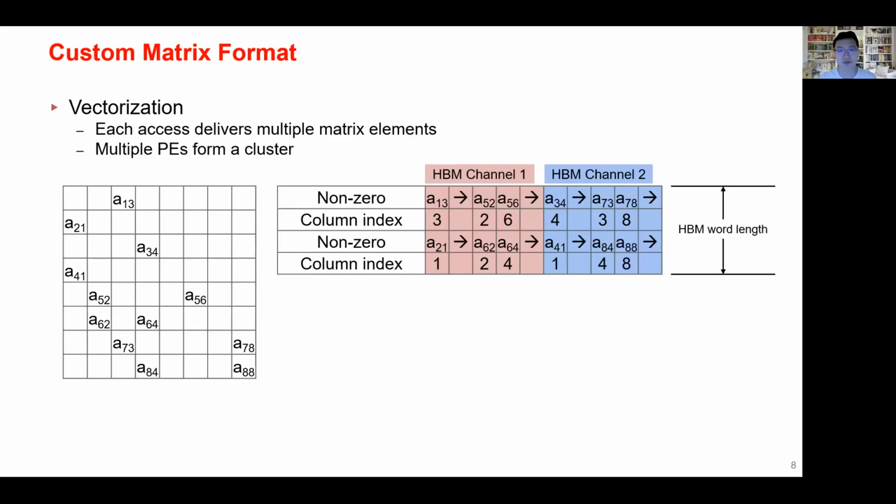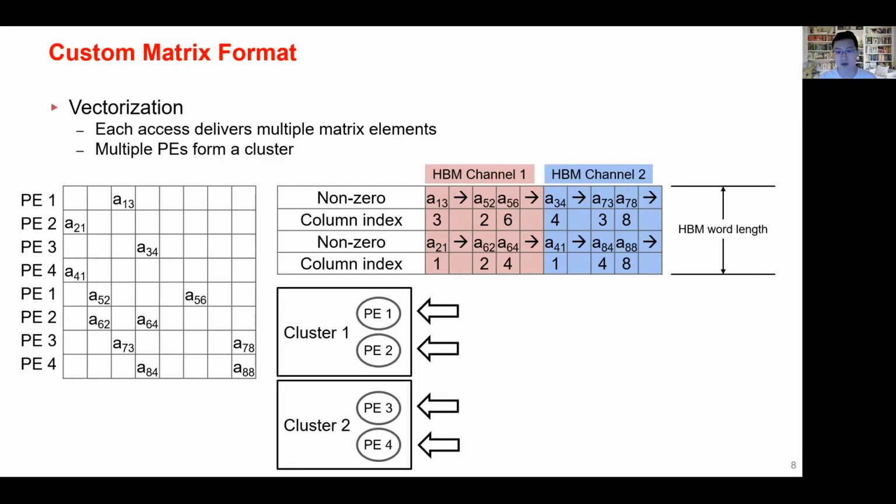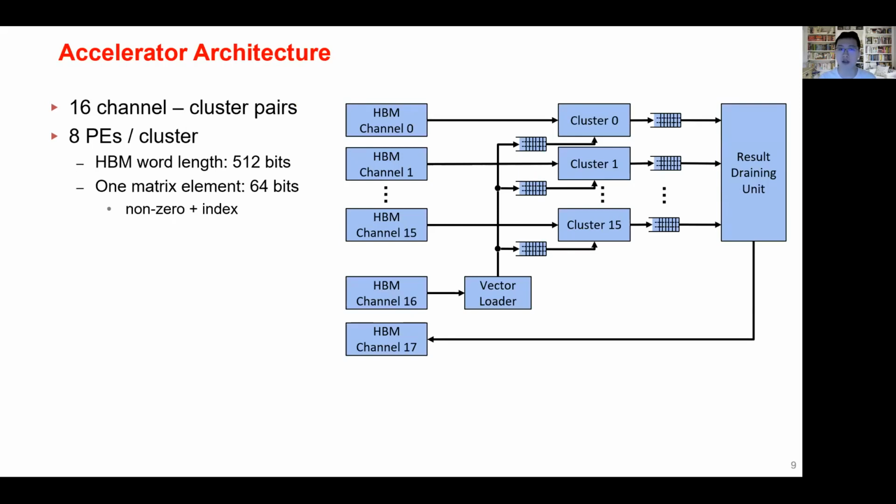While in the real world, one access to the HBM channel not only delivers one element, but it delivers multiple matrix elements at the same time. So according to the number of elements delivered per memory access, we pack multiple PEs to form a cluster. In this example, we pack 4 PEs into 2 clusters with 2 PEs per cluster. When applying this vectorization, from each cluster's point of view, the access is still streaming without any HBM channel conflict. Now let's come to the other side of the co-design, which is the architecture of the accelerator.